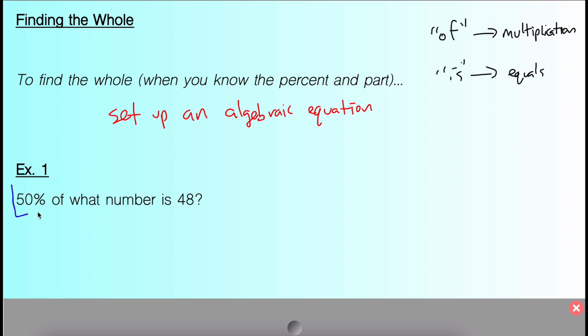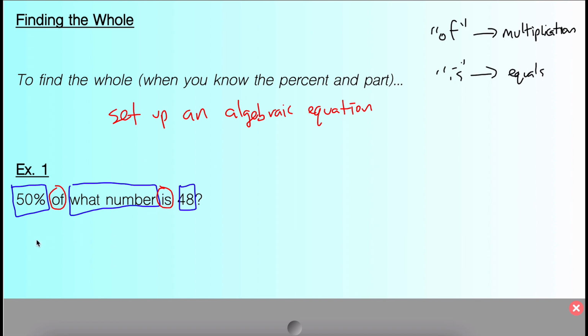The first piece of this is 50%. The second thing is of. The next thing is what number. The next part of this is the word is. And the last part of this is 48. Each one of those pieces is going to go into an equation.